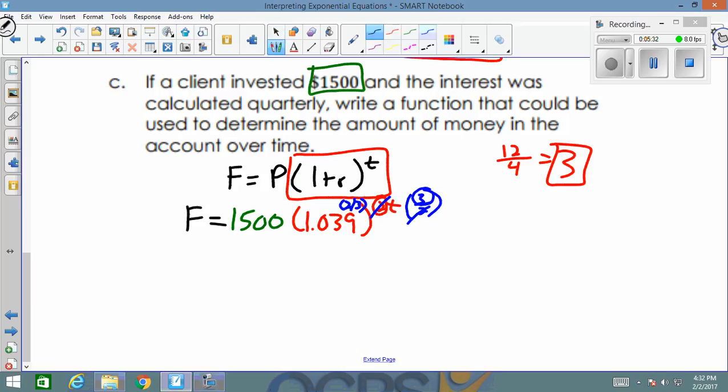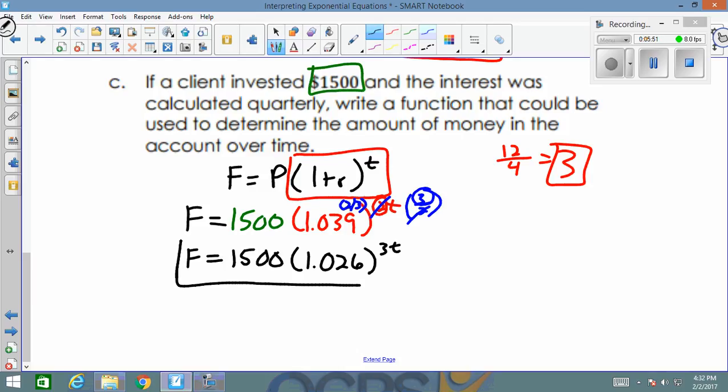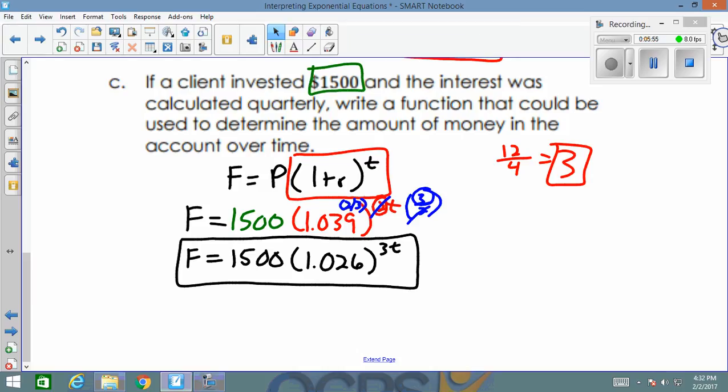Okay, so 1.039 raised to the 2 divided by 3 is going to give me 1.026 to the 3t, and then bring down my 1500, and there's my function. You're all set. Okay, let's do another one.